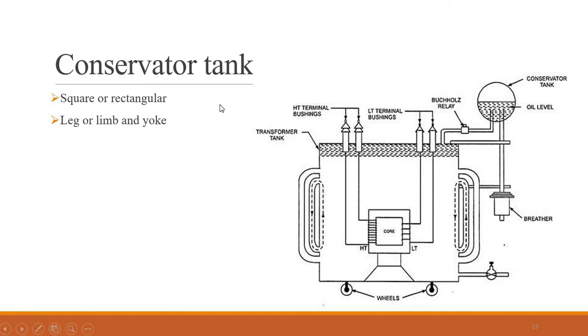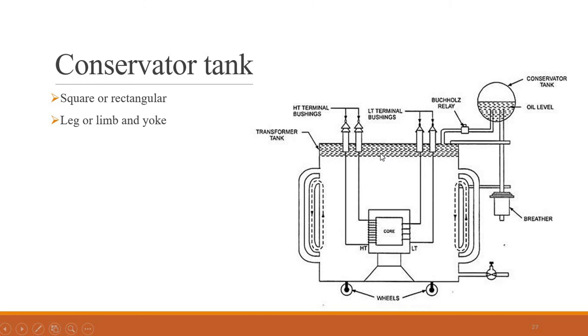The next is the conservator tank. This is the main tank of the transformer. This one is the main tank, and this is the conservator tank. The conservator tank is located some height above the main tank. This main tank is always filled with oil, and there should not be any air gap here, meaning this tank should always be filled with oil. For that, the conservator tank provision is there.